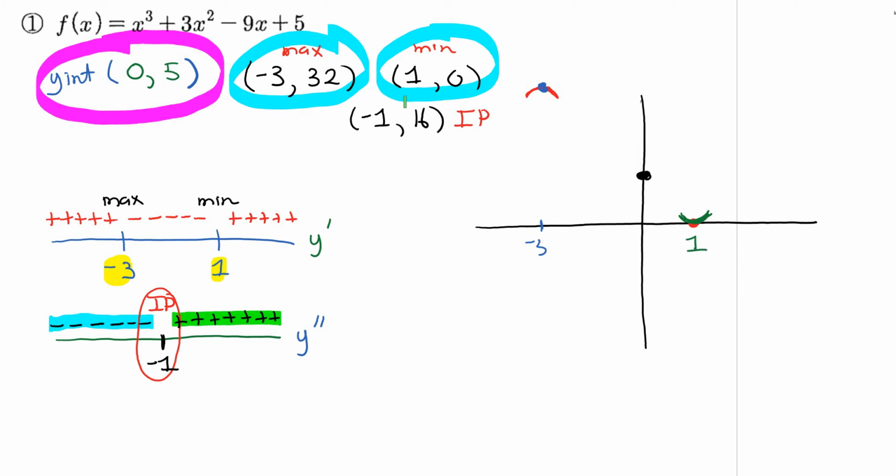All right, after that, let's go ahead and plot the inflection point. The inflection point is at -1, 16. So here's roughly -1, and 16 is about there.